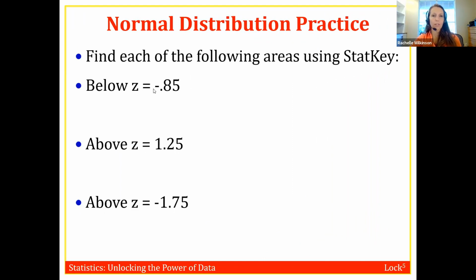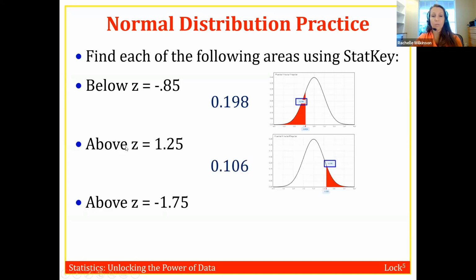For the first one, below -0.85, we're going to click on left tail because we want to know below. Then we put that -0.85 into the bottom box on StatKey, and that will give us an area of 0.198. For the second one, above 1.25, this time because we want to know above, we're going to click on right tail. We're going to put the 1.25 in the bottom box. That's going to give us 0.106 in the floating box there.